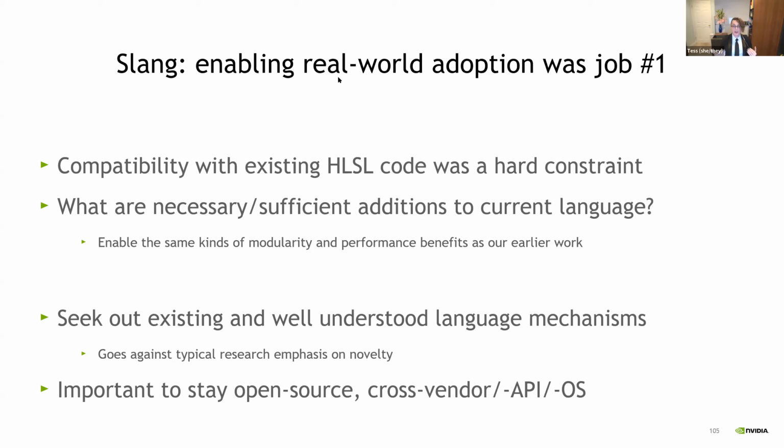And that led us to this philosophy of seeking out existing, well understood language mechanisms, which feels wrong as a researcher. We're supposed to pursue novelty, but in this case, we were trying to be as not novel as we could get away with. And this idea of pushing for adoption is also part of why we started the project open source, kept it open source, and keep trying to push for it to be cross-vendor. I work at Nvidia, but Slang is not an Nvidia-only shading language, and we never intended it that way.